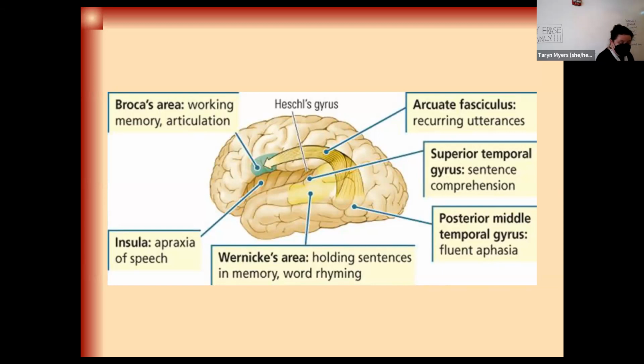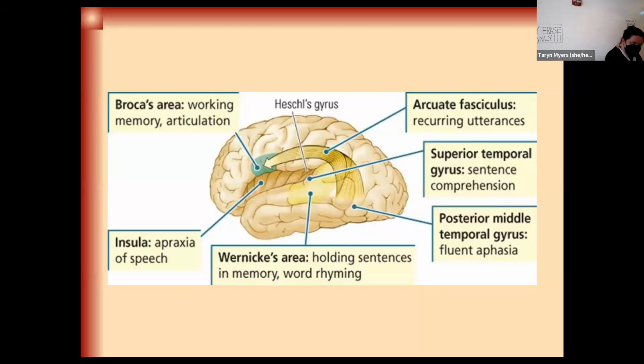Their comprehension for understanding other people's speech is unimpaired. Their ability to read out loud is unimpaired. So if you give them something to read, they can just read it. And reading comprehension is also unimpaired. Naming things and people, often unimpaired. And writing is often unimpaired.